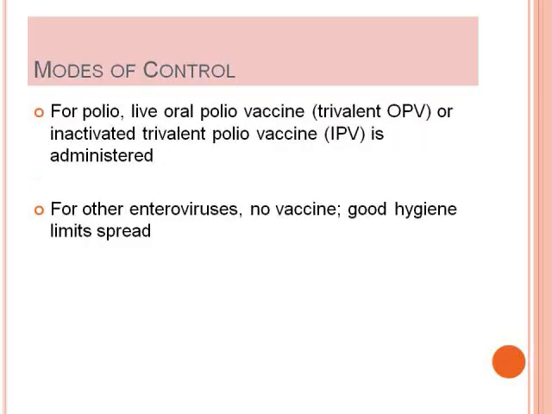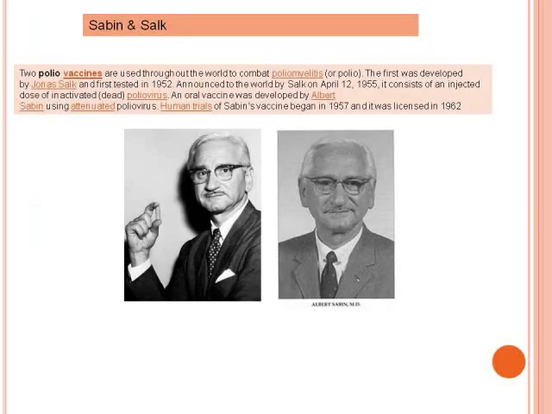For modes of control, we have two choices. We have a live oral polio vaccine, and then we have an inactivated polio vaccine. What is the difference between a live and an inactivated trivalent polio vaccine? Interestingly, one was developed by an American scientist and the other by a Soviet scientist, so there was always a kind of fight between these two. Actually, these are Sabin and Salk, the two people who developed them.